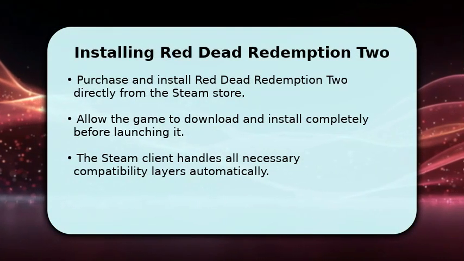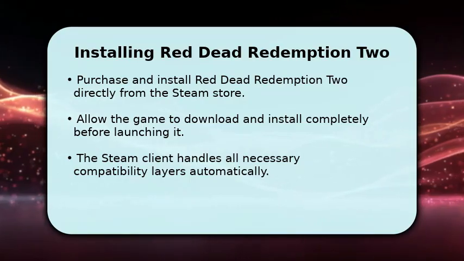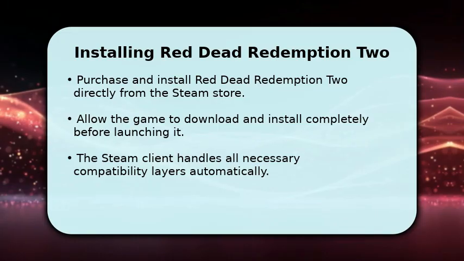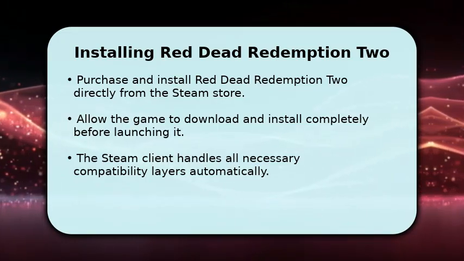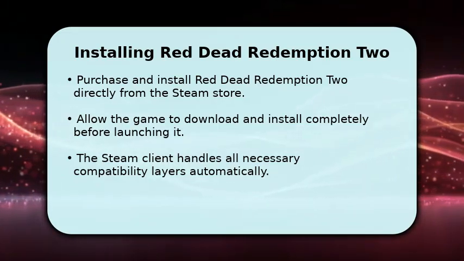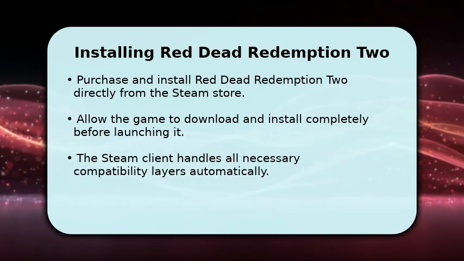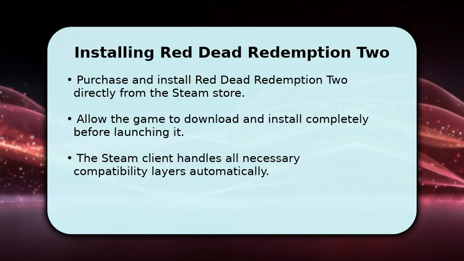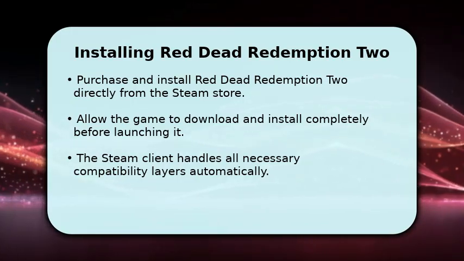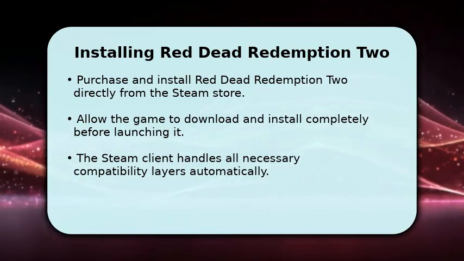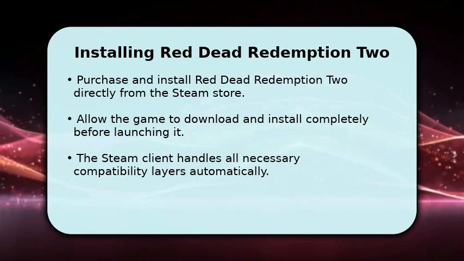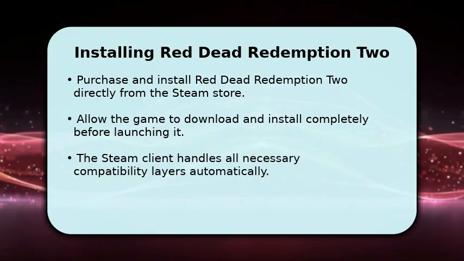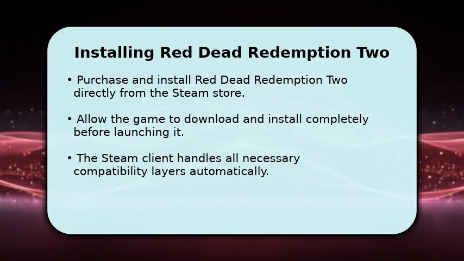Installing Red Dead Redemption 2 on your Steam Deck is quite simple. Begin by purchasing the game directly from the Steam store. Once purchased, initiate the download and installation process through the Steam client. The Steam Deck's operating system, Steam OS, will automatically manage the Proton compatibility layer, which allows Windows games to run smoothly. This integrated approach ensures you do not need to manually configure complex settings, making it the most straightforward and supported method for getting the game running.